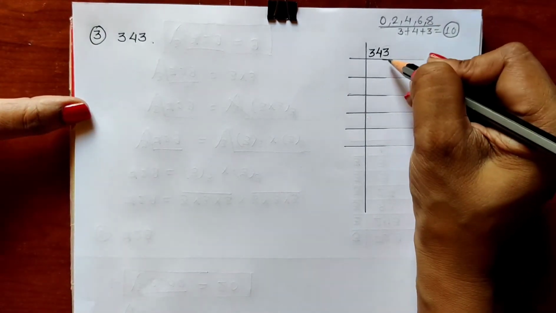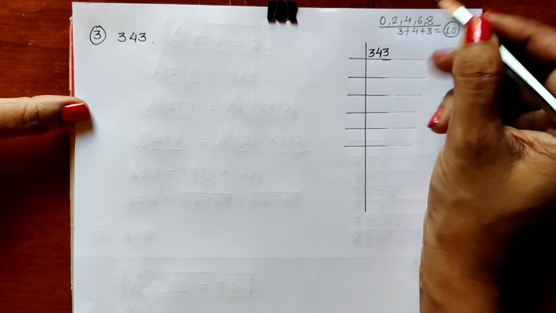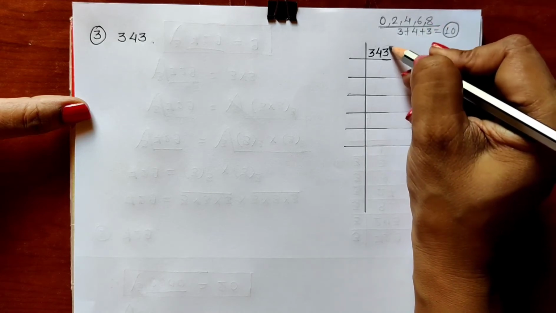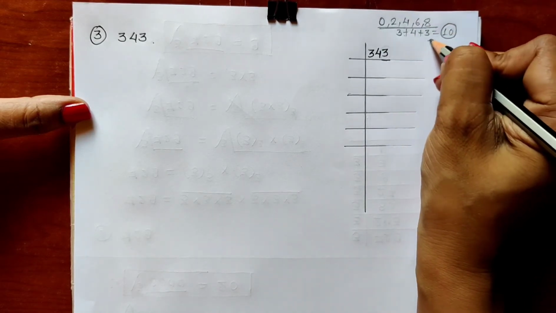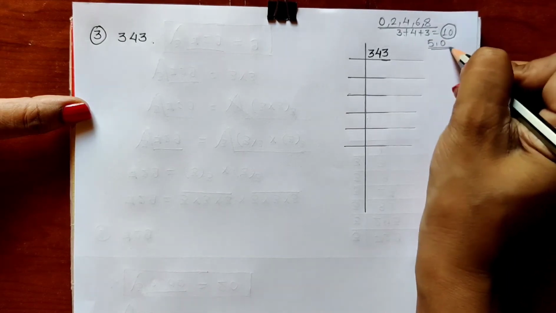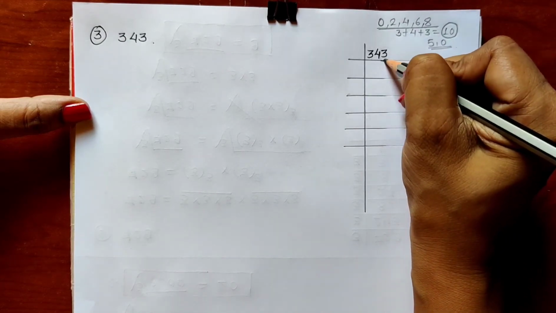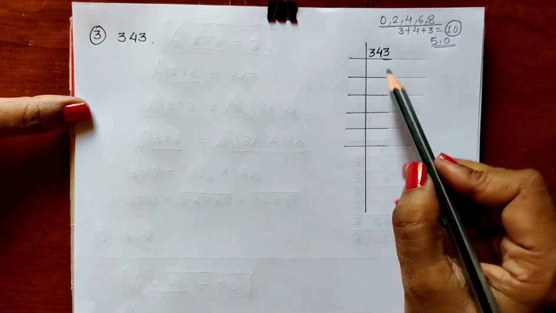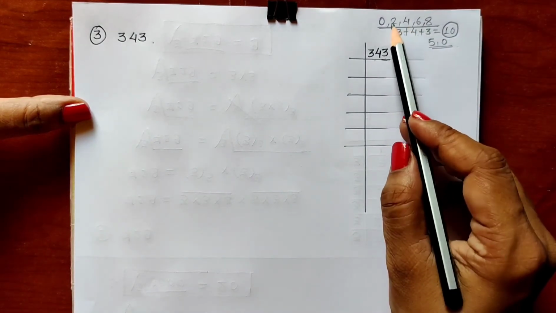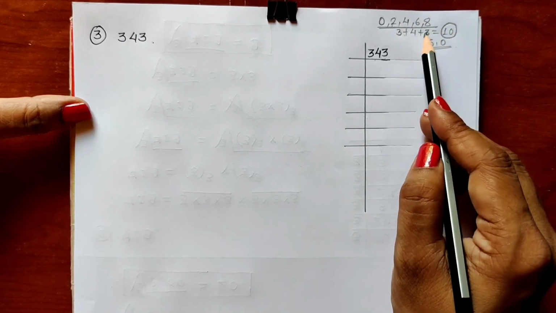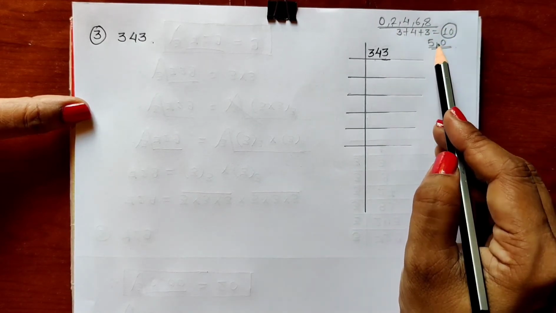Now let us check whether it is divisible by 5. No, not possible because the unit place digit is 3. To divide a number by 5, we require 5 or 0 in the unit place. But there is 3 in the unit place. That's why we cannot divide it by 5 either. So it is not divisible by 2. It is not divisible by 3. It is not divisible by 5.